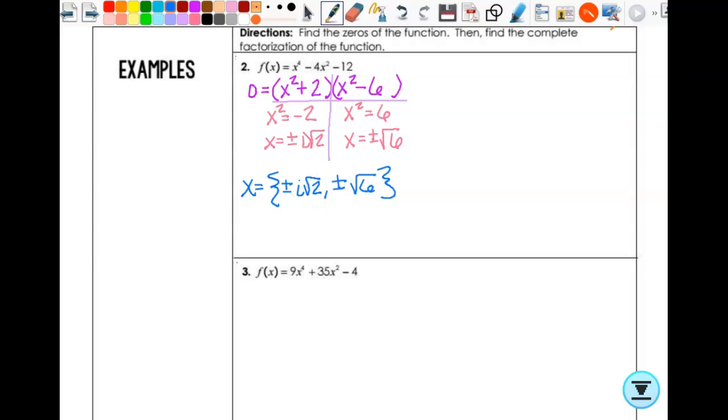Just rewriting it. All right, so it says find all the zeros of the function. We're done. We did that on the front already. It says then find the complete factorization of the function. All right, so since I'm going to use this to find the complete factorization, I'm going to rewrite these zeros individually instead of with the plus or minus. So I have a negative i times the square root of 2, a positive i times the square root of 2, a negative square root of 6, and a positive square root of 6.